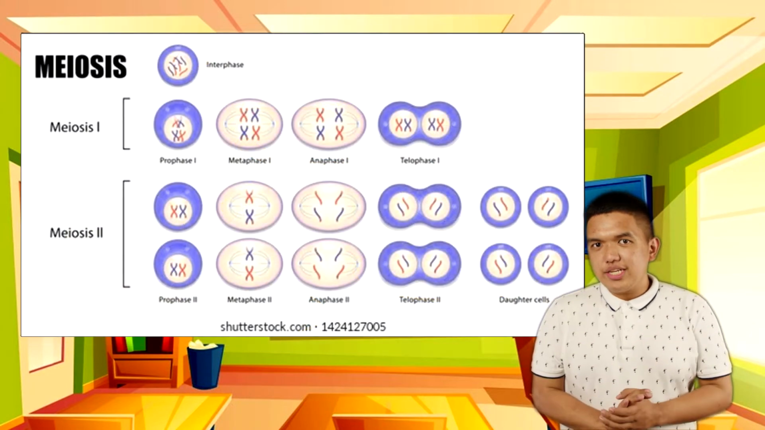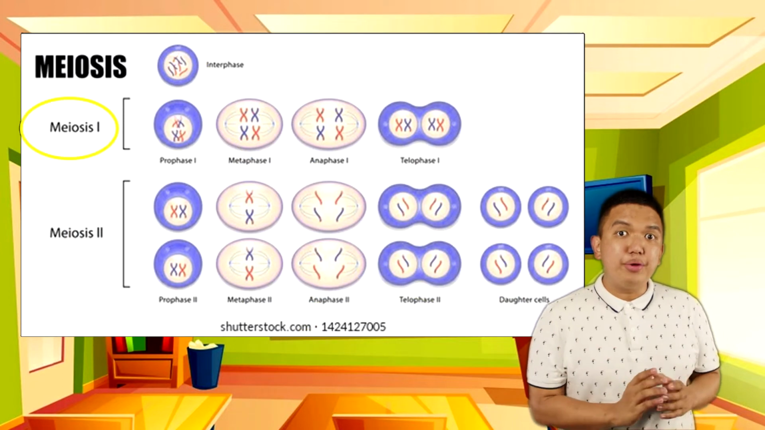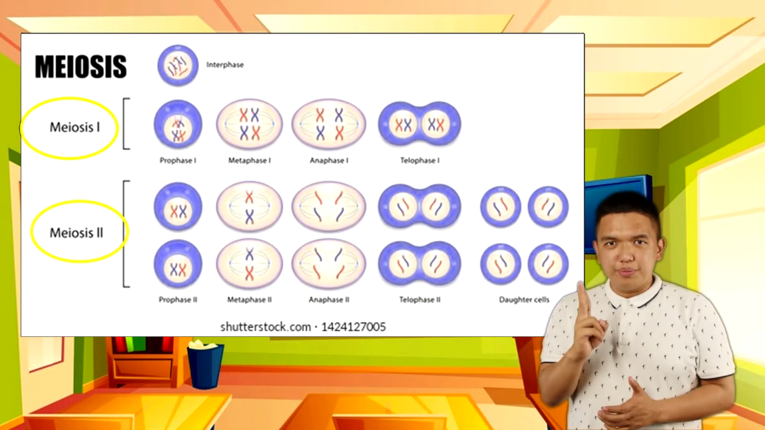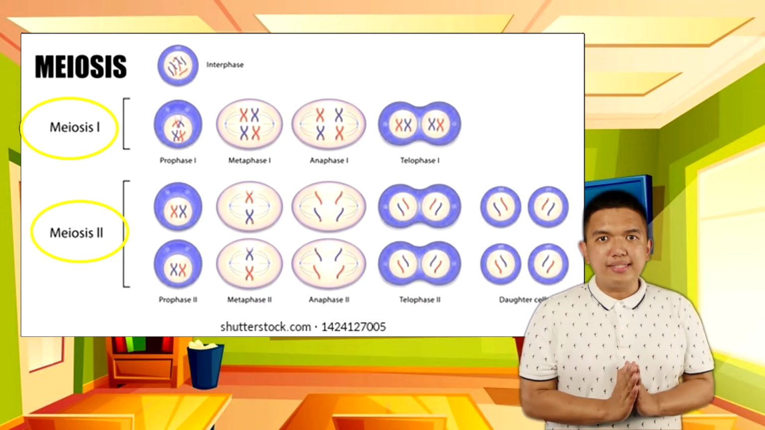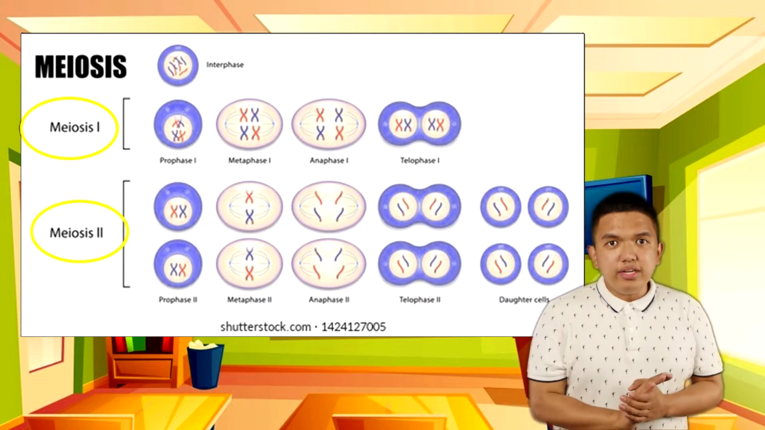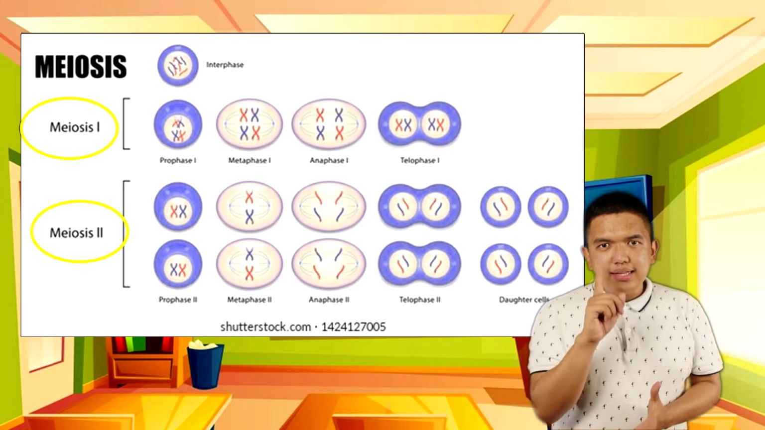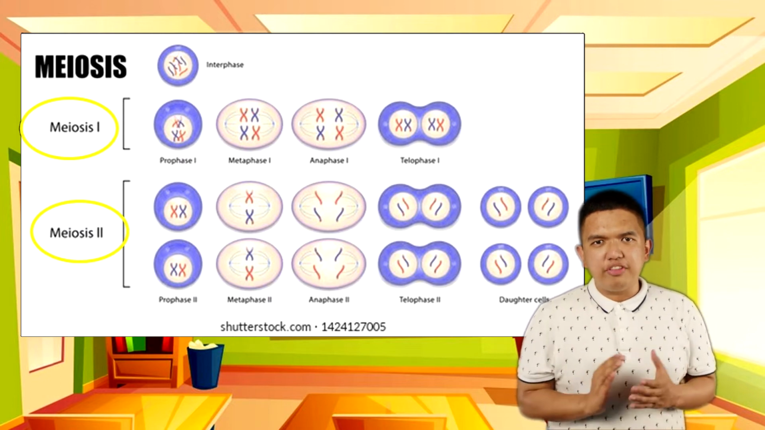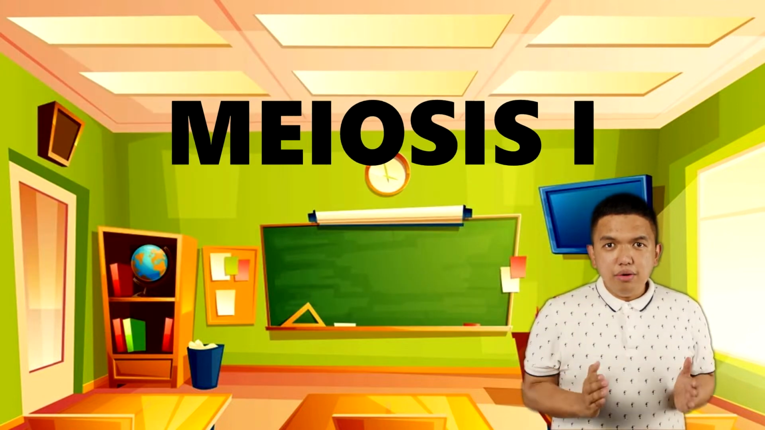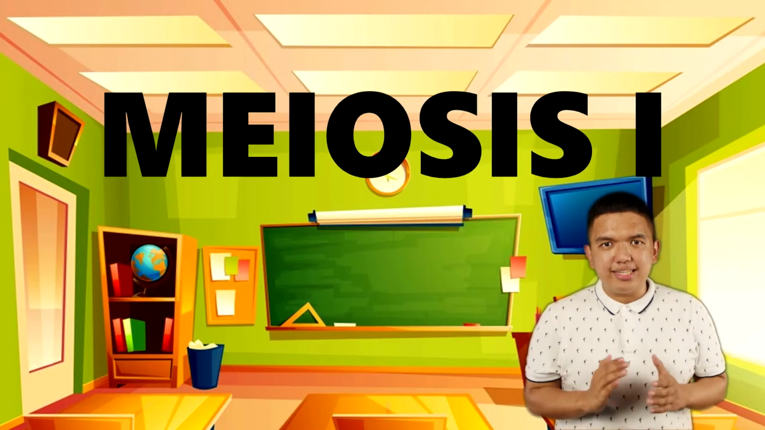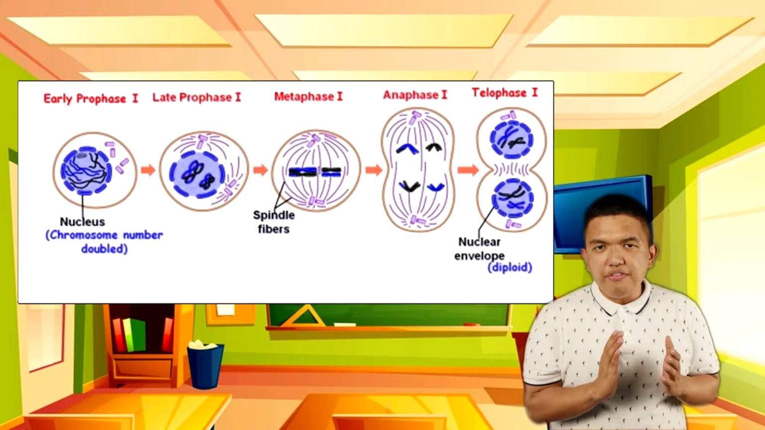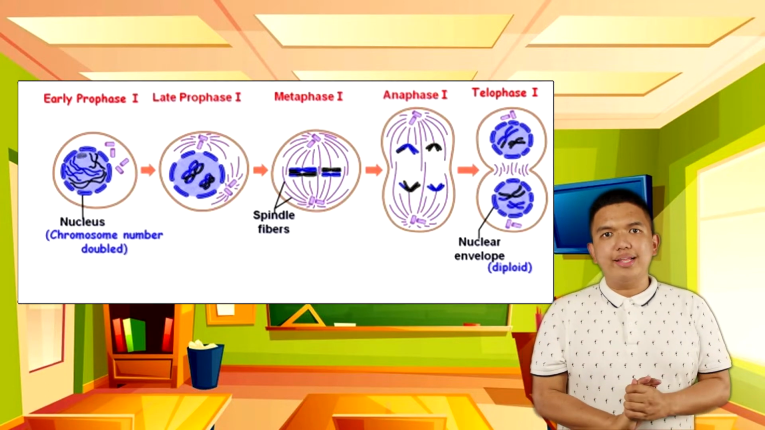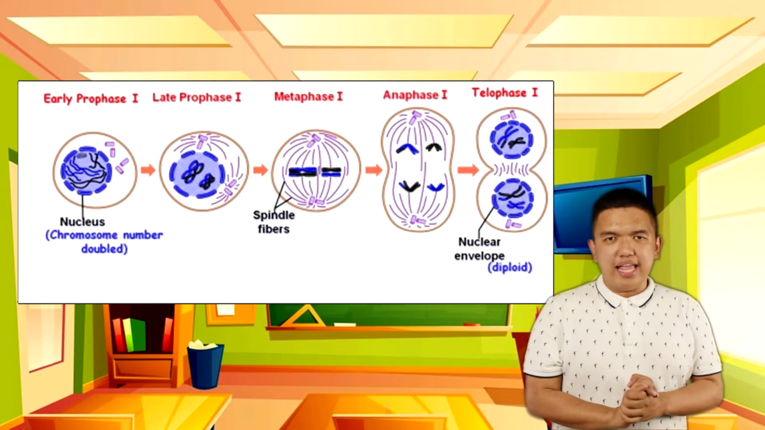There are two stages of meiosis. We have Meiosis I and Meiosis II. Let's now talk about what happens to the gametes when it undergoes meiosis. Let's start with the first half of the process. Meiosis I is known as the reduction stage. This stage is divided into Prophase I, Metaphase I, Anaphase I, and Telophase I.